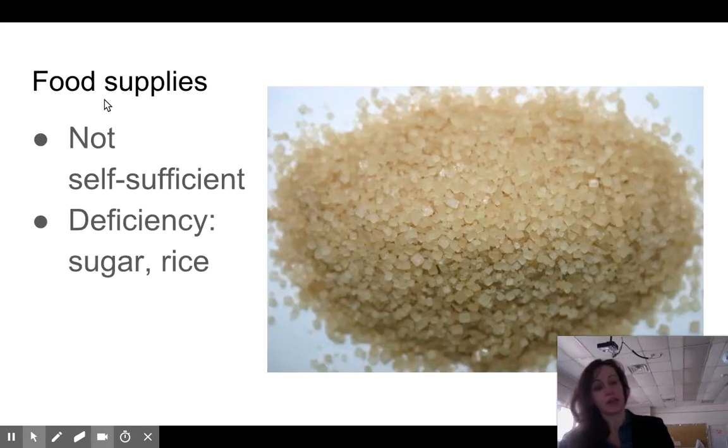Also, you need to still take care of your people and feeding them, and they were not self-sufficient. They needed to bring in food, right? Even with all those farms, there was a big sugar deficiency, and we know how humans became addicted to sugar. There's also a bit of a rice deficiency. That's even though most of its farms, or I should say many of its farms, were in rice production, it still wasn't enough to feed its population.